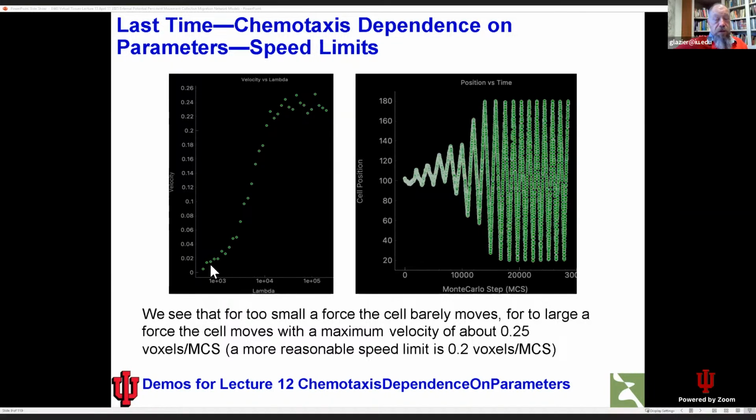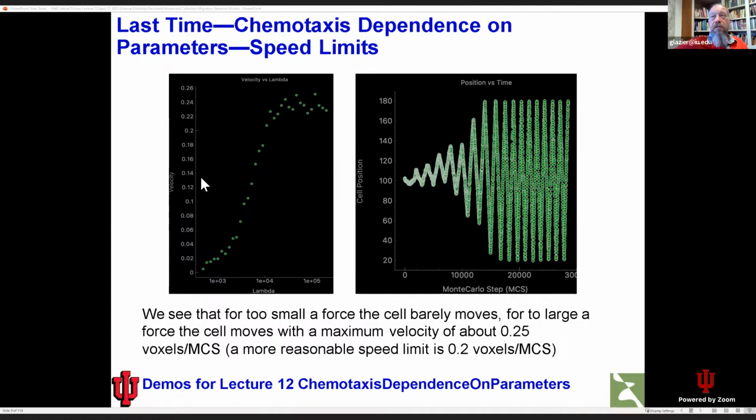When lambda chemo is very small, the cell velocity increases with lambda chemo, but slowly. Then there's a transition to a linear regime where the velocity is essentially linearly proportional to lambda chemo. And then when lambda chemo gets to be very large, the cell velocity is independent of lambda chemo. And that's because the lattice in Computational creates an effective speed limit.